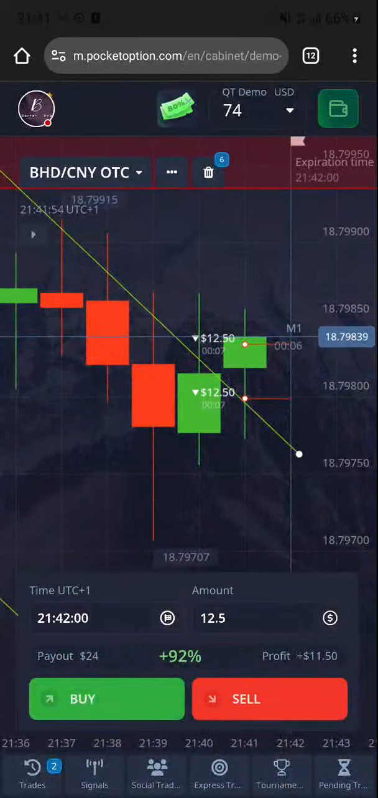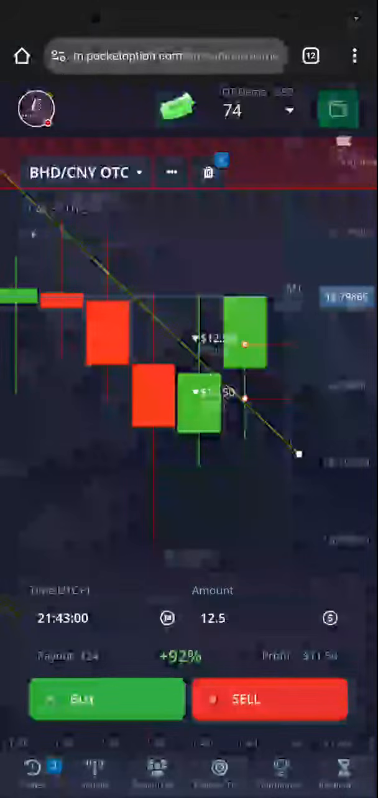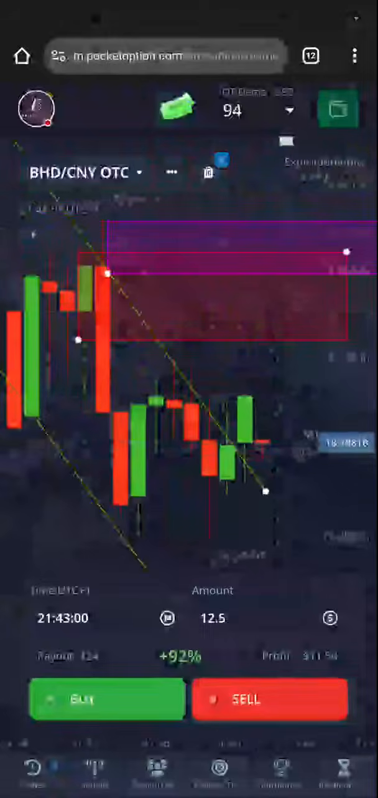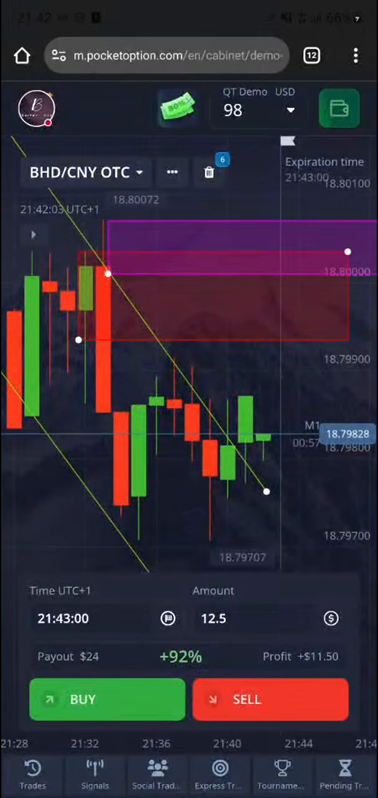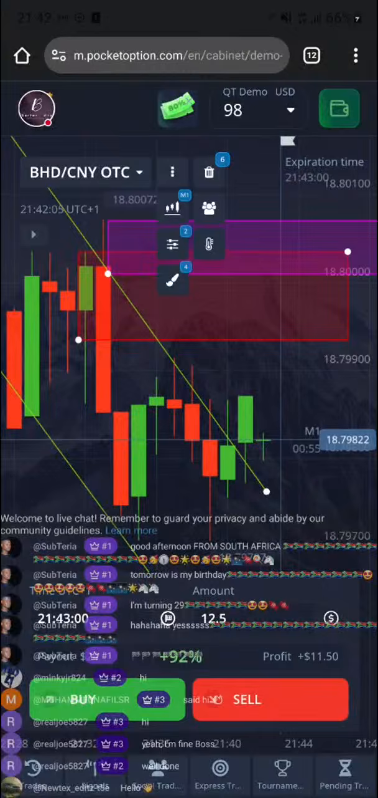We have a gap up. It's in favor of the sellers. Okay. Oh my God, what was that? What kind of gap down is that?